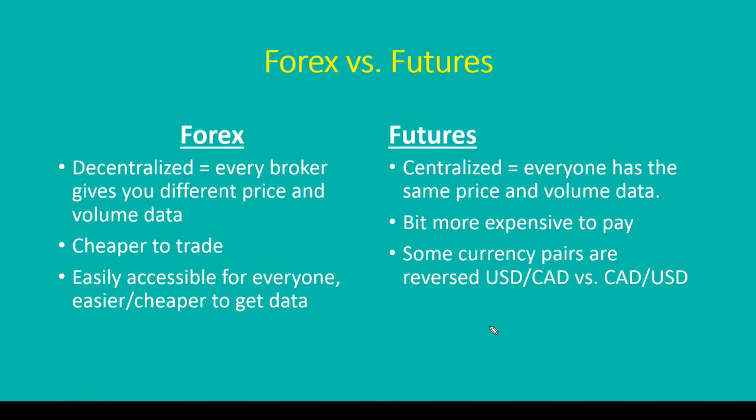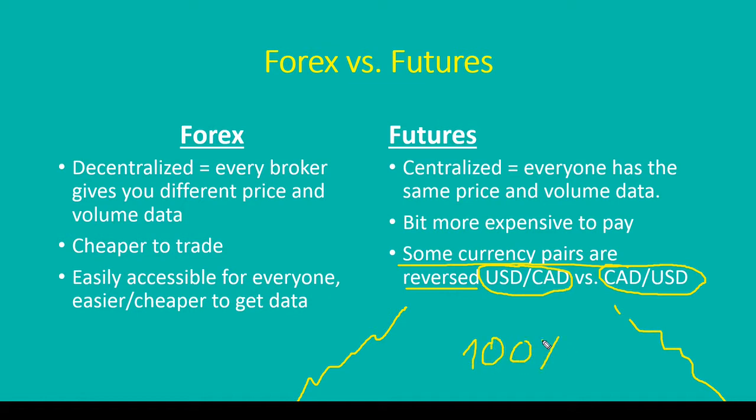Also, one more thing which I would like to point out is that some currency pairs are reversed. So for example, US dollar Canadian dollar is Forex, whereas on futures, it's Canadian dollar US dollar. What this means is that, for example, if Forex goes upwards, then futures goes downwards. The correlation is around 100%, I should say minus 100%, because the price goes the other way, but otherwise it moves the same.